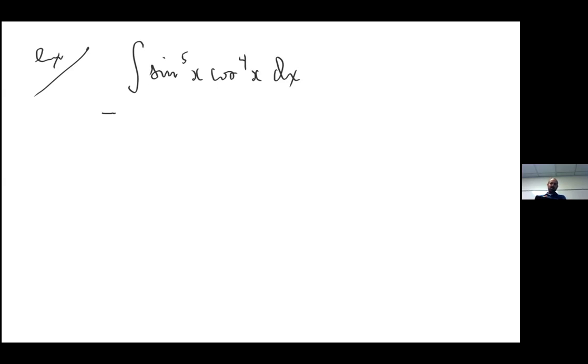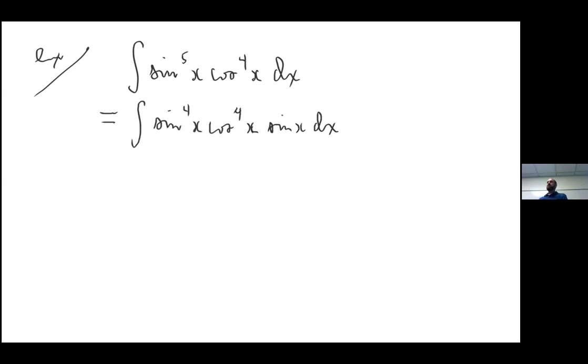I was kind of listening in, eavesdropping on some of your conversations. So what do you peel off in this case? Right, you peel off a factor of sine. And so you write this as sine to the fourth of x, cosine to the fourth of x. And I like to just put the sine function at the end, sine x dx.